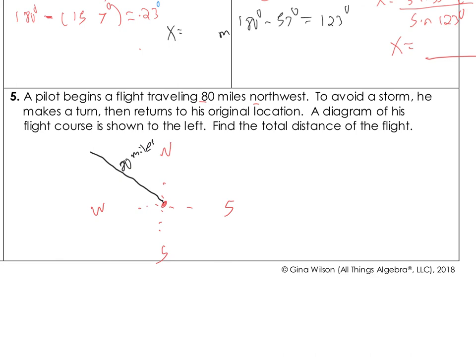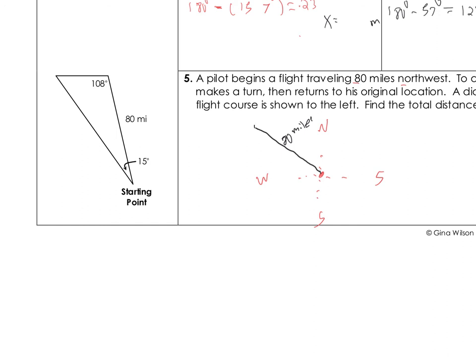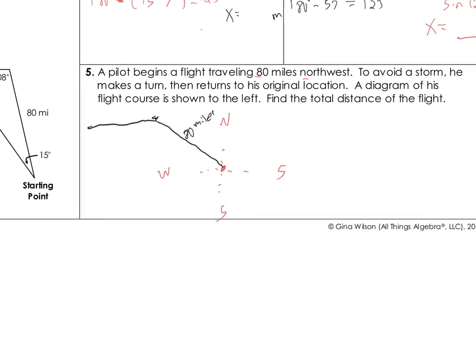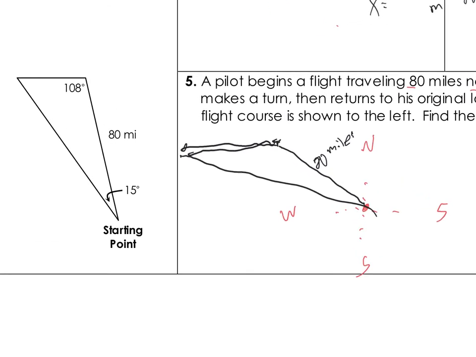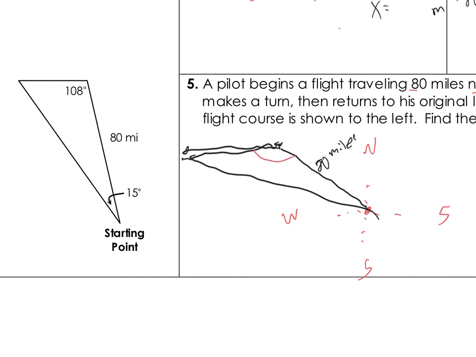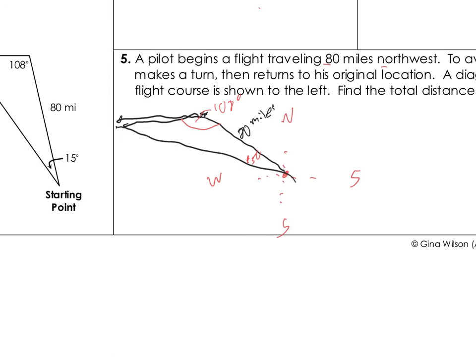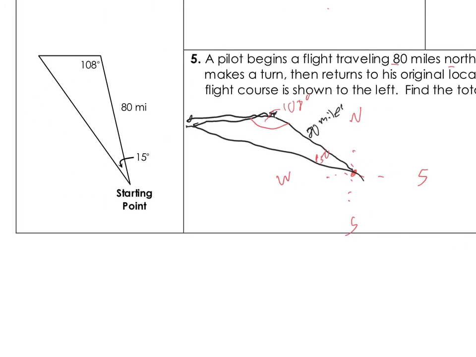Oh, they gave me a picture already. There it is. Made the turn. And then it returns back. It made a turn and then went back to the original location. So I'll draw in the same picture. It helped that they gave one, and they gave the angles. They gave the angle of the turn, that's 108 degrees. They gave the angle that it made from the beginning, 15 degrees. That was nice of them. So their picture's prettier.